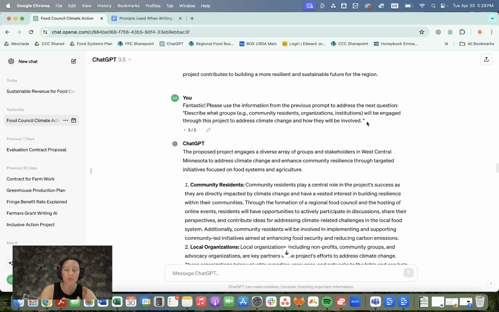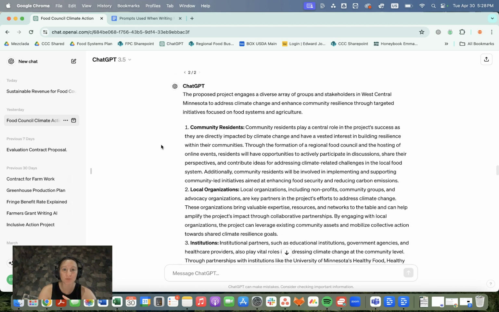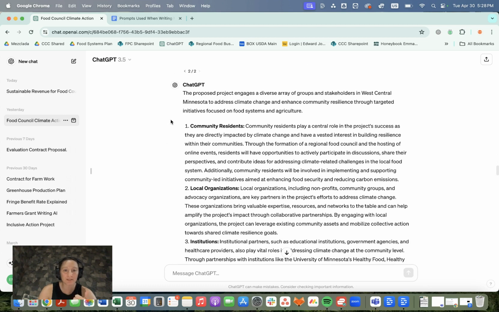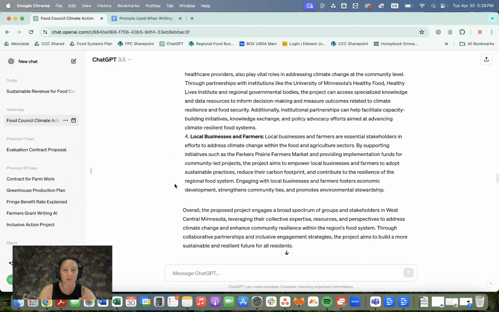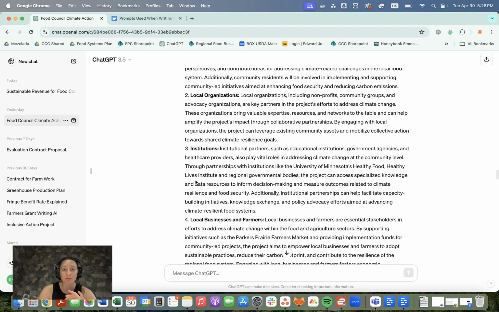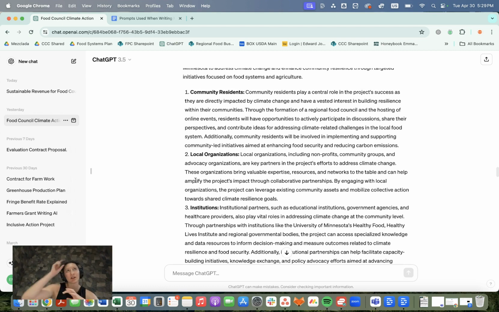Describe what groups will be engaged through this project to address climate change and how they'll be involved. Done. Like, keep that simple. And this is what resulted. Community residents, local organizations, institutions, local businesses and farmers, and it gives you some examples. What I did was I took that high level idea and then I started to flesh it out with examples from my local community of institutions, organizations, people that we're already working with where we've built the partnerships.